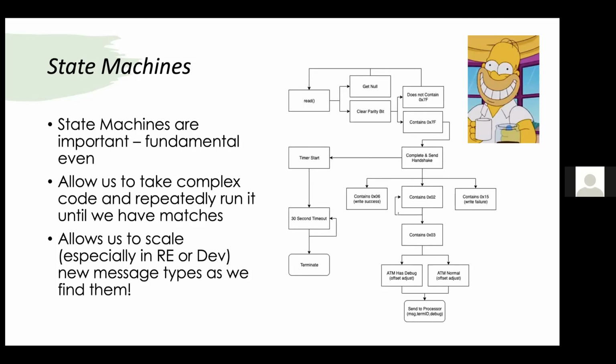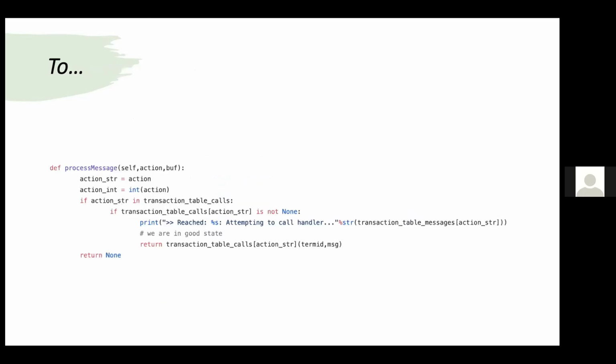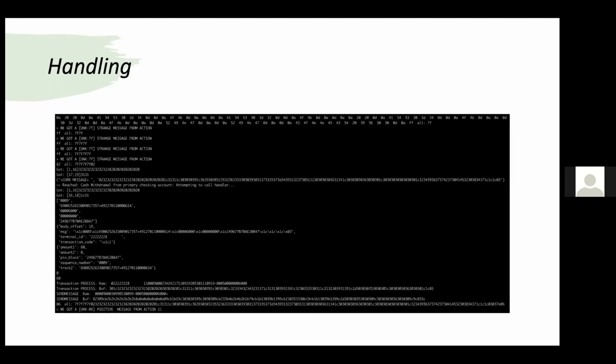Each processor takes in the message and the terminal ID, and returns an output of success or failure, and the message body that it needs to send back. Very simple. It allows us to take this gigantic blob of code and turn it into something a lot simpler, where we're simply calling a handler and letting the handler move on, assuming all conditions are met.